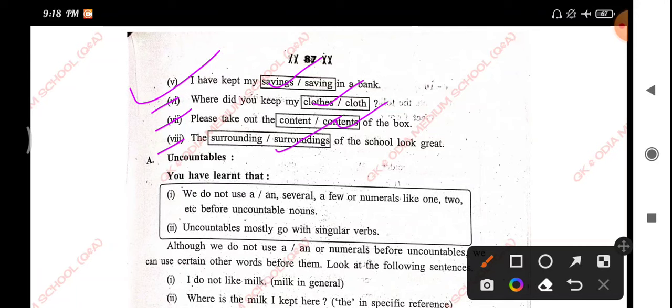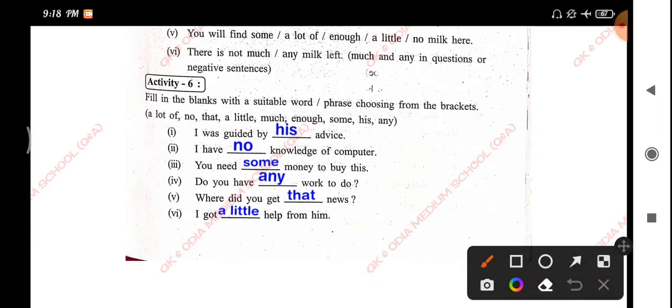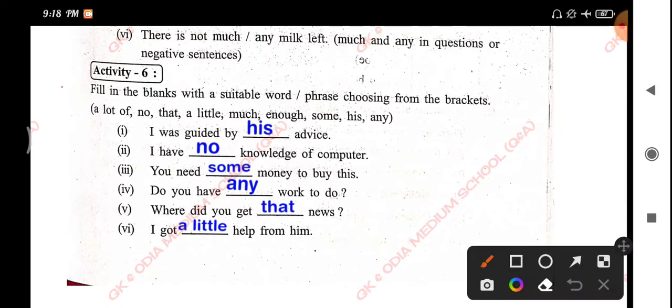Next activity. Activity 6. Fill in the blanks with a suitable word or phrase choosing from the brackets. Lot of, no, that, a little, much, enough, some, his, any. I. I was guided by dash advice, his advice. II. I have dash knowledge of computer, no knowledge. III. You need dash money to buy this, some. IV. Do you have any work to do? V. Where did you get that news? VI. I got a little help from him.